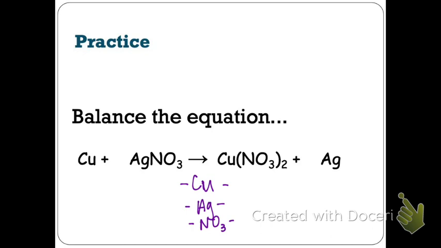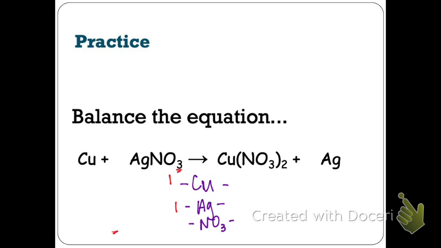I make a list in the middle, and then I give myself a workspace on the left and on the right. And this is for me to be able to count my atoms and make sure that they are balanced. So all I'm going to do to start my problem is to count. How many of each am I starting with? Okay? So I want you to tell me, on the left side, how many coppers do I have? 1. How many silver do I have? 1.